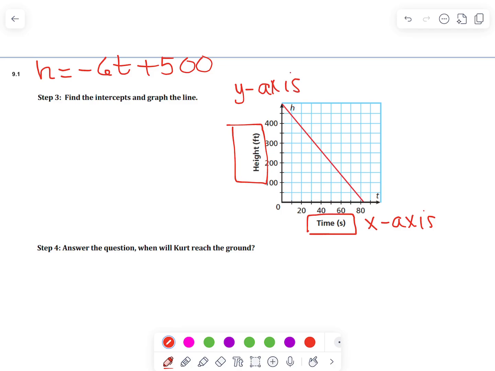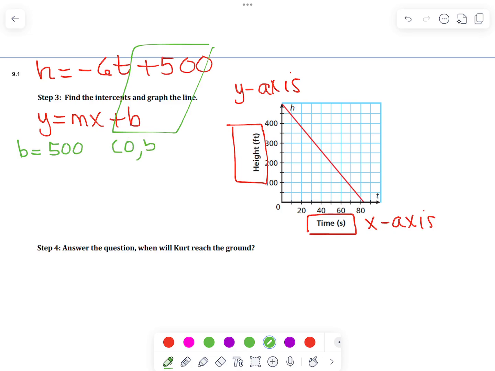To find the intercepts in y equals mx plus b form, the 500 is our y-intercept. So over 0, up 500. There's that first y-intercept. And then we want to do our slope. So we can go down 6, right 1, or find out what this intercept is right here, which is our x-intercept.